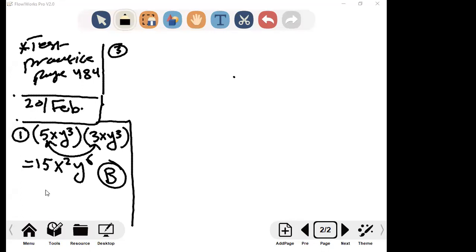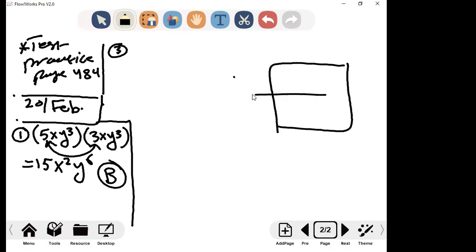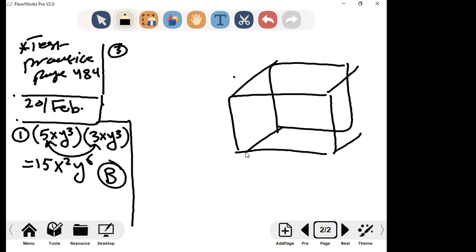Now, in question 3, we have a rectangular prism, if you remember. In the rectangular prism, you have length, width, and height. Like this room, you have length, width, height. And we took the volume. The length here is 5x power 3, y power 2.